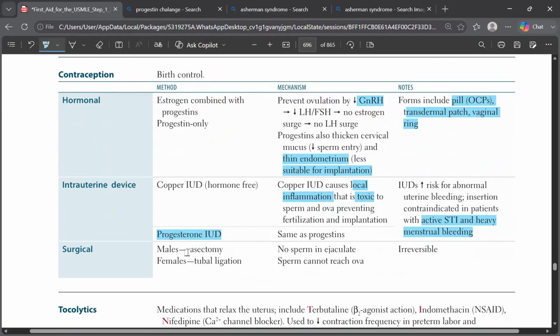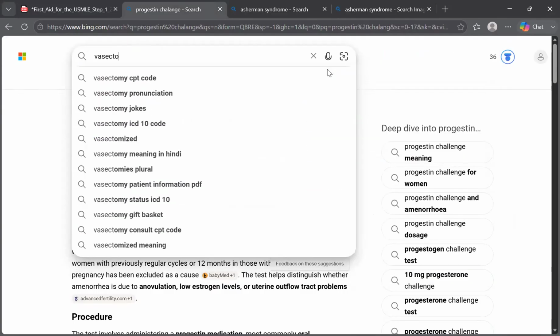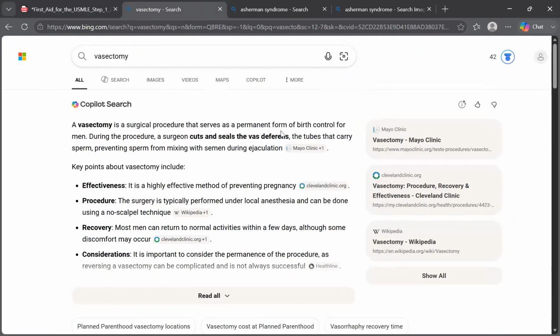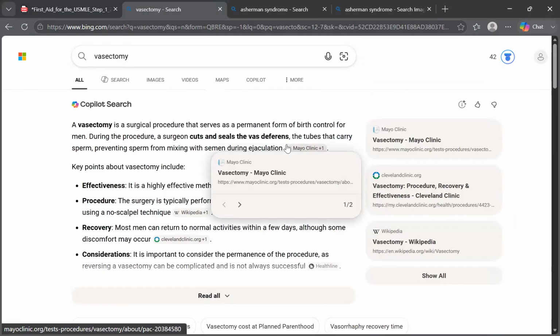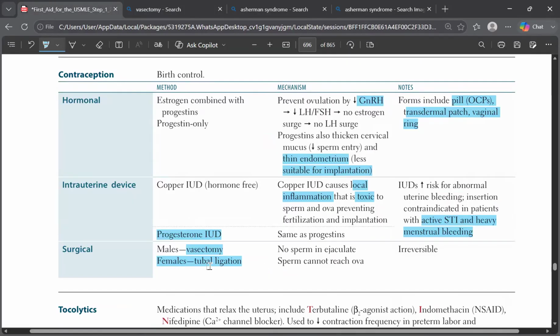Then we have surgical. In males, there's vasectomy, and in females, there's tubal ligation. So tubal ligation is the ligation of the fallopian tubes, but what is a vasectomy? It is a surgical procedure that serves as a permanent form of birth control for men. The surgeon cuts and seals the vas deferens, the tube that carries the sperm, preventing sperm from mixing with semen during ejaculation. So there's no sperm in the ejaculate, and sperm cannot reach the ova, and it is irreversible. So IUD is reversible, but surgical is not reversible.